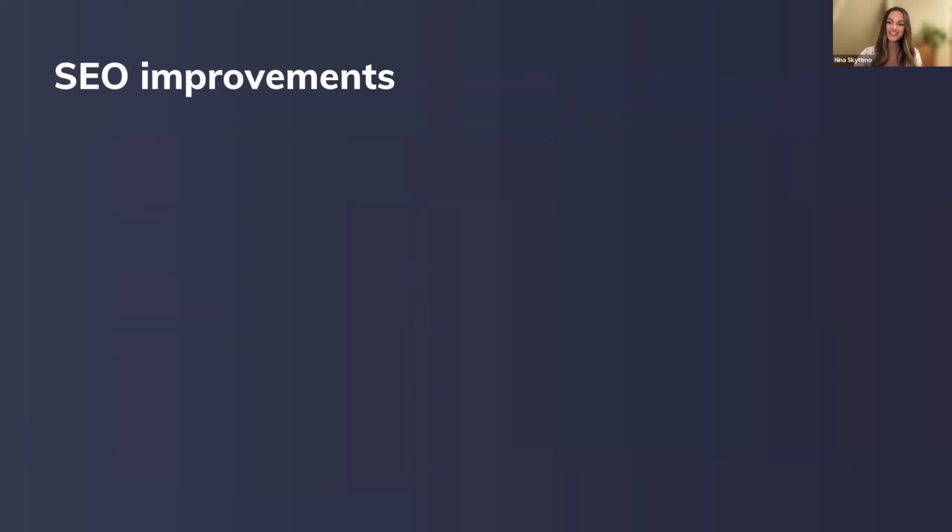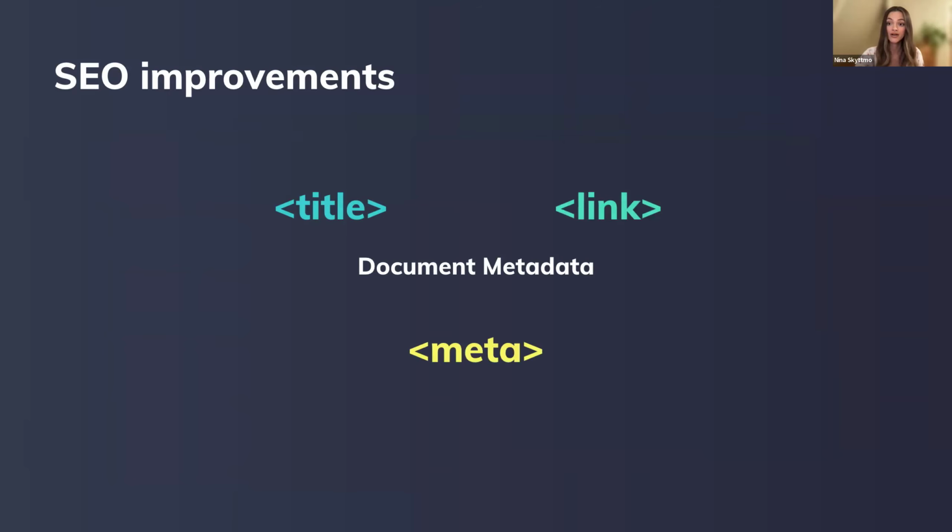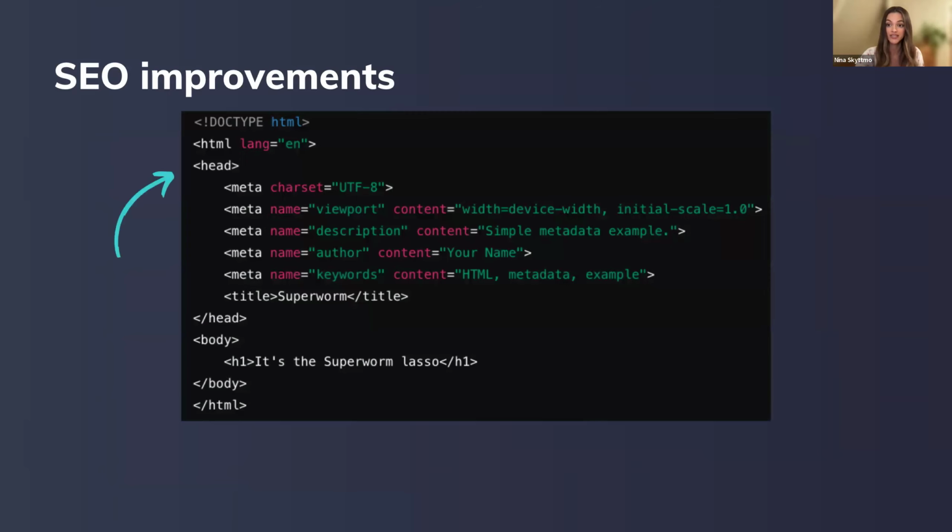Next thing I'd like to cover is the SEO improvements with React 19, specifically document metadata. In HTML, document metadata tags like title, link, and meta are reserved for placement in the head section of the document. In React, the component that decides what metadata is appropriate for the app may be very far from the place where you render the head, or React does not render the head at all.